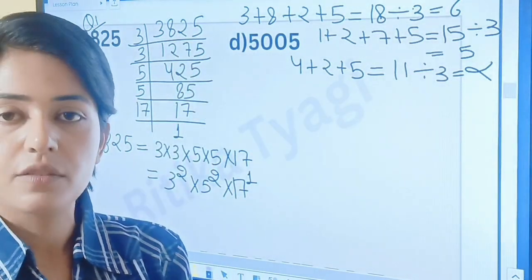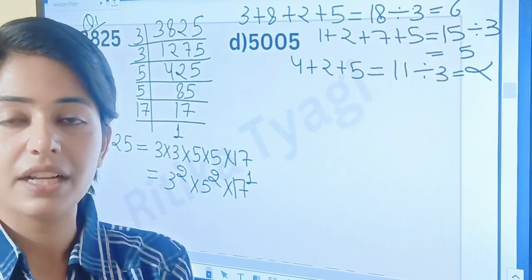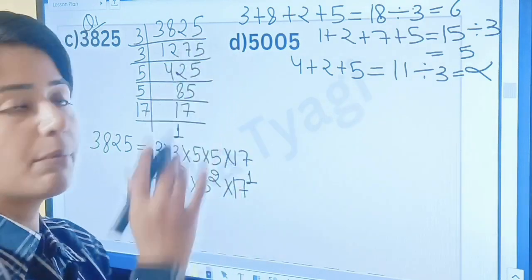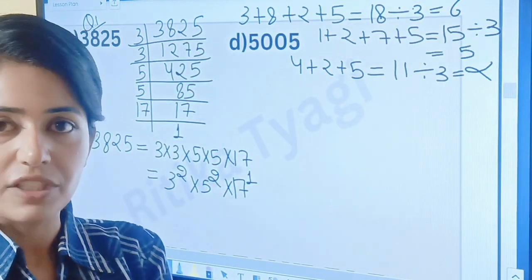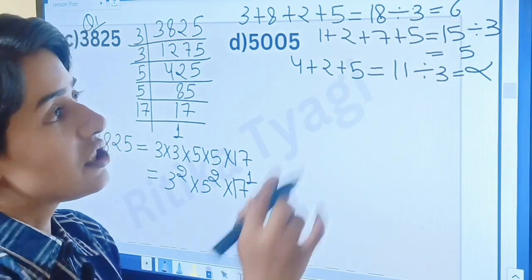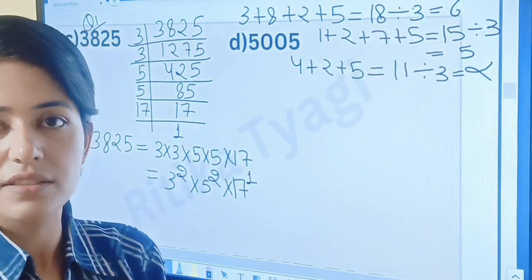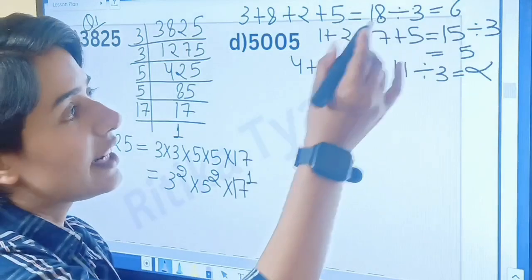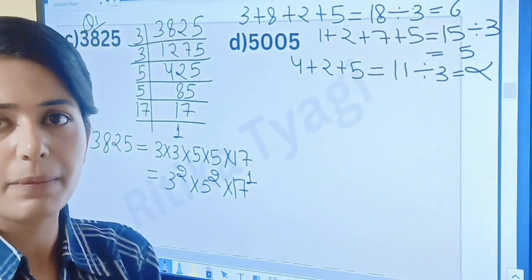3825, we have to factorize. First of all, we check the given number, either it is odd or even. Here the given number is odd because it ends with 5, which is an odd number. So first check the divisibility rule by 3. Sum all the digits of this number and we get 18. As we know, 18 is divisible by 3.